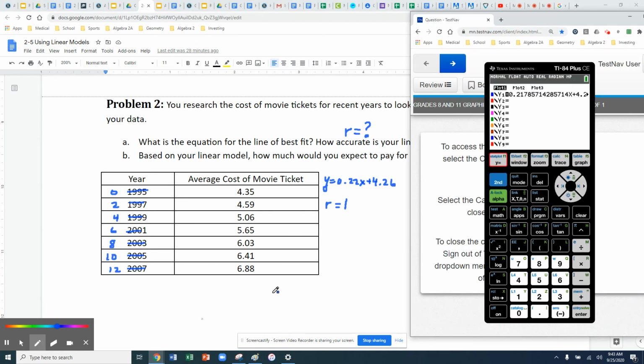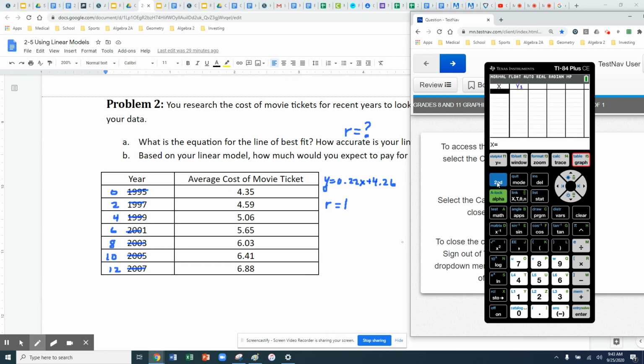Lastly, I want to show you another way that you can predict in the future where your ticket prices will be. So we want to figure out what the ticket price is going to be in 2025, which is 30 years after our data started. So to do that, we can go into table set. We're going to hit second table set. Down where it says independent, we're going to go to ask. And then we are going to go to our table.